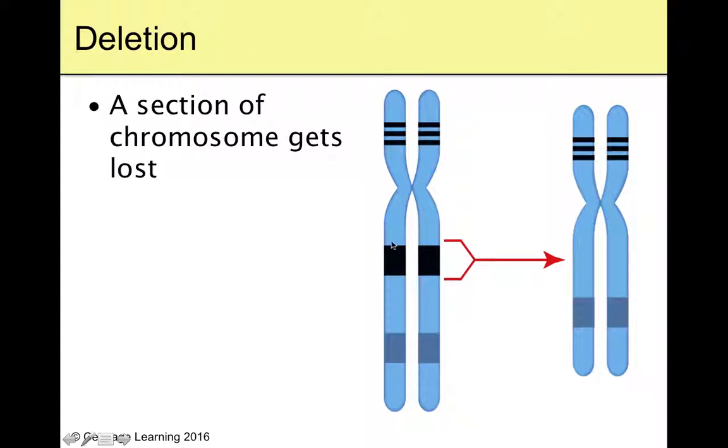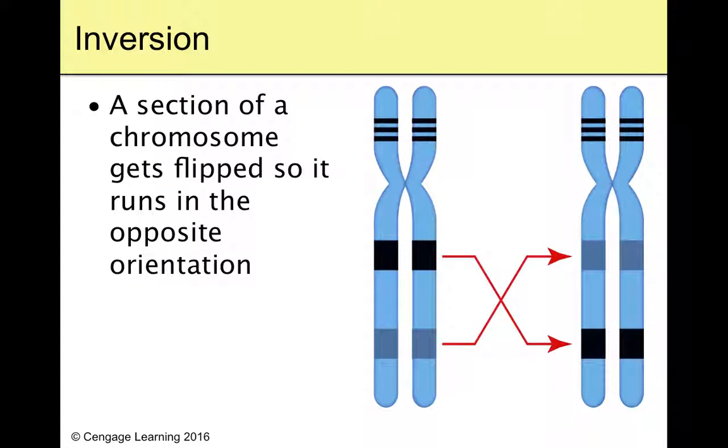Deletion, here we have a chromosome with this big old gene set in it. For whatever reason, it was broken off and lost. The chromosome is much shorter, and that gene is completely gone. Bad thing. Here's an inversion. I wish they would have made these different colors.